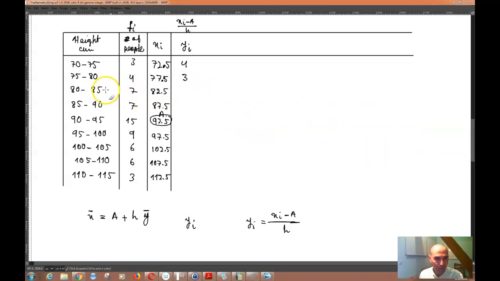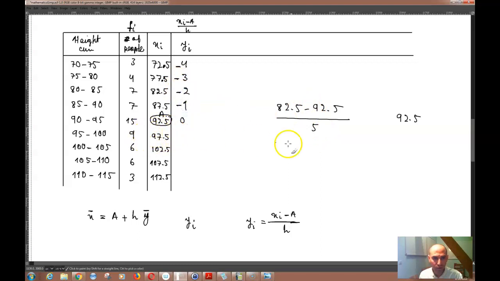Then the next one, you have 82.5 minus 92.5 divided by 5. Of course these are all negative. 92.5 minus 82.5 is 10. 10 divided by 5 is equal to 2, but negative 2. Negative 2, negative 1, 0. And then when you get over here, 97.5 minus 92.5 is 5, divided by 5 is equal to 1, 2, 3, and 4.